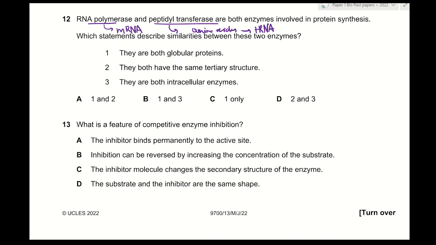Now, one, they are both globular proteins. Yes, because they are both enzymes and enzymes are globular proteins, so this is going to be correct. Two, they both have the same tertiary structure. Now, as we just said, they have different substrates. Therefore, this means that they are specific for different substrates. Therefore, they can never have the same tertiary structure shape. Therefore, this is incorrect. Three, they are both intracellular enzymes. This is also correct. RNA polymerase synthesizes mRNA in the nucleus and peptidyl transferase in the cytoplasm. So they are both inside the cell. So 1 and 3 are going to be correct, and the answer is going to be B.